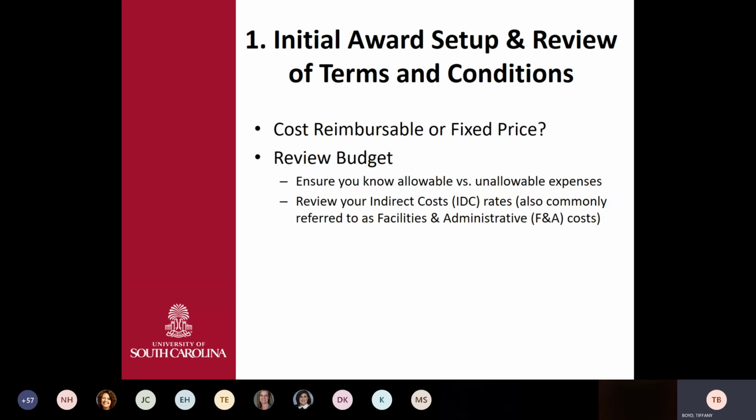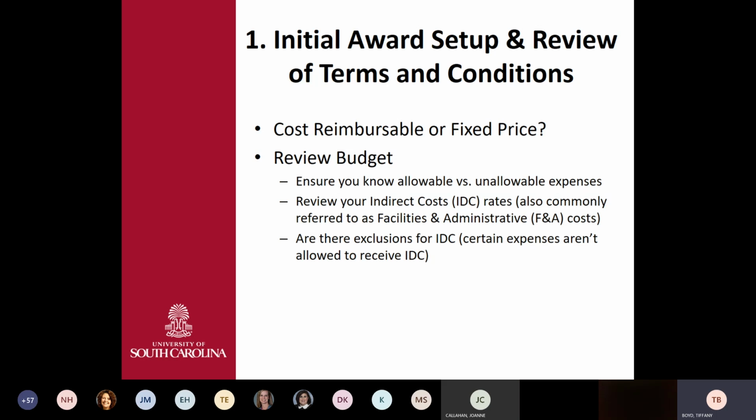Know what your IDC rate is. That's also commonly referred to as facilities administrative or F&A cost. So they're kind of interchangeable. Different sponsors will refer to it differently, but it's all the same thing. And make sure you know if there's any exclusions for IDC, because certain expenses aren't allowed to receive it. So you've got total direct cost or modified total direct cost. So knowing the basis for which you're allowed to receive IDC on that award, that's also another important thing to be aware of for your particular award.